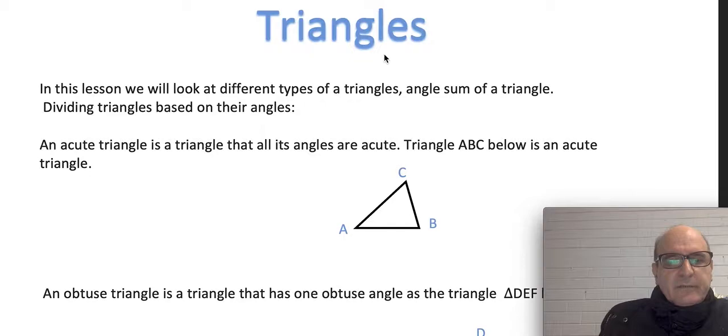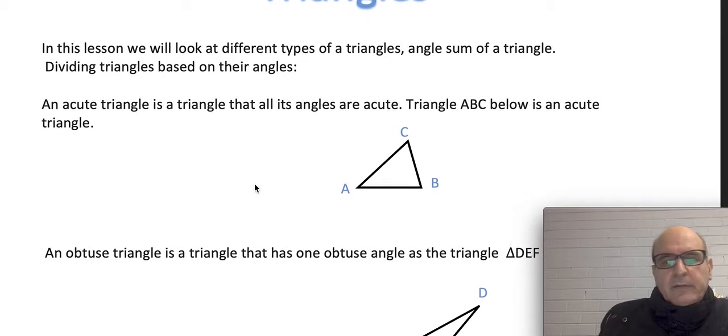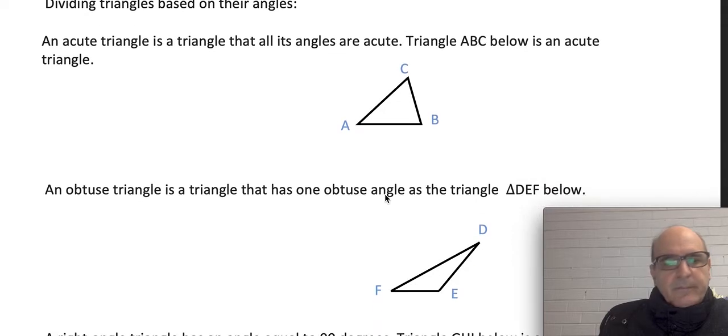First thing, if we divide triangles based on the size of their angles, the first type is an acute triangle. An acute triangle is a triangle with all its angles less than 90 degrees. So your angles must be between 0 and 90 degrees, all of them. Then we call it an acute triangle.